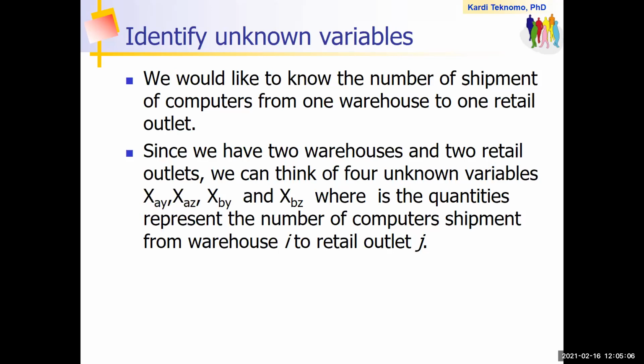We would like to know the number of shipments of computers from one warehouse to one retail outlet, correct? Since we have two warehouses and two retail outlets, you need at least 4 unknown variables. Because the warehouses are A, B, and the outlets are Y, Z, you have 4 decision variables: XAY, XAZ, XBY, and XBZ. So X represents the number of computers to be shipped from warehouse i to retail outlet j. Until here, any question?